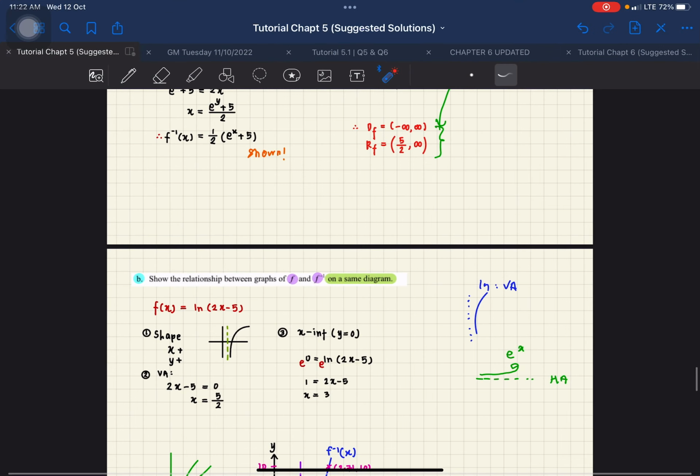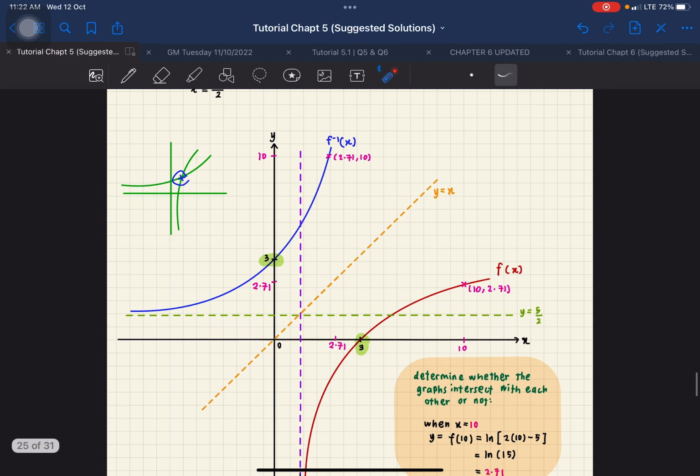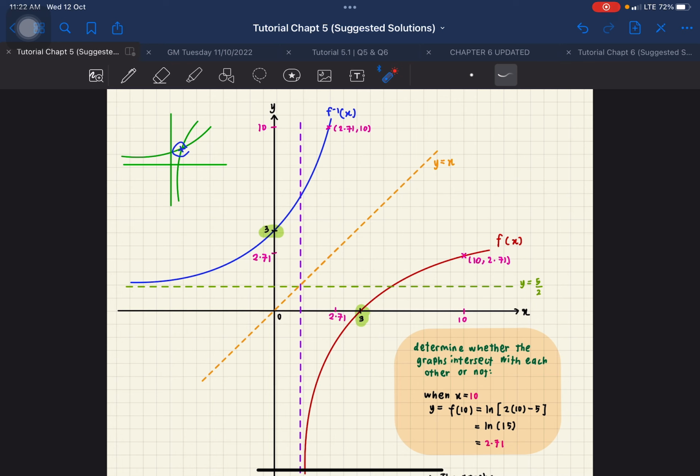Tapi, if you really want to know why, so apa yang saya buat is, saya try substitute a value. So, I substitute when x is equal to 10. Okay, and then saya substitute into this one, fx saya, dalam original function. So, bila saya masukkan x sama dengan 10, saya dapat 2.71. So, dia makin ke sana, bila kita punya nilai x makin ke kanan, nilai y kita naik sikit je dekat atas.